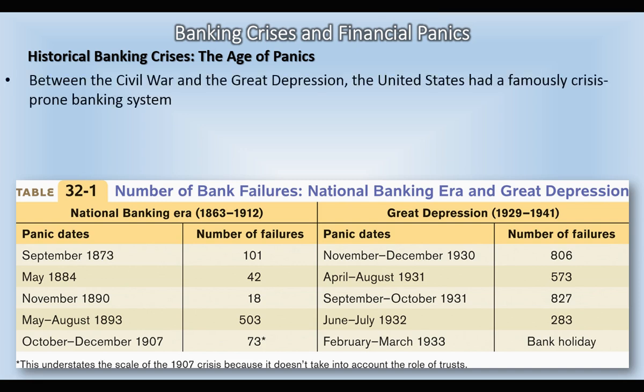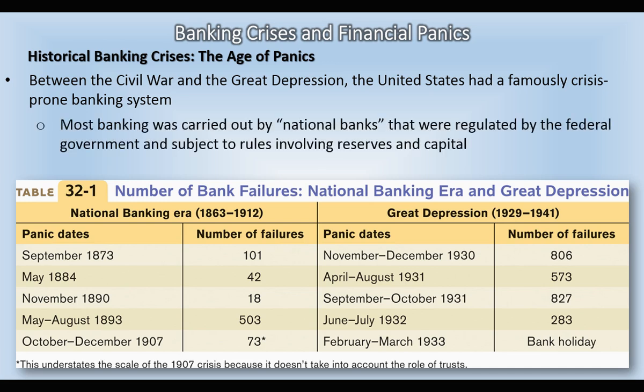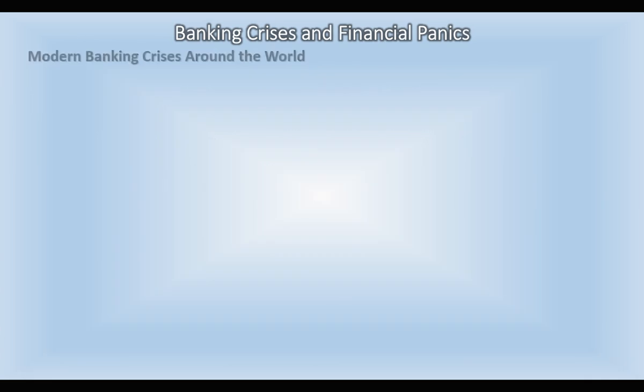So between the Civil War and the Great Depression, the United States had a famously crisis-prone banking system. Most banking was carried out by these national banks that were regulated by the federal government and subject to rules involving reserves and capital. However, there was no system of guarantees for depositors. So again, that very easy sort of widespread contagion effect of the fear of not being able to take your money out was at the center of all of these bank failures.